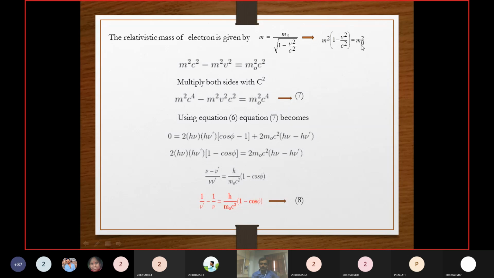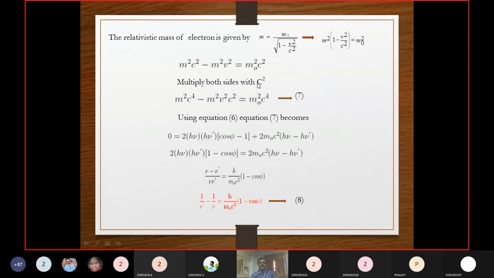If we simplify this equation further, multiplying inside, we get m square into c square and m square into v square. There is a common c square, so we can send it to this side. We get the equation m square c square minus m square v square equal to m naught square into c square. Again multiplying with c square.